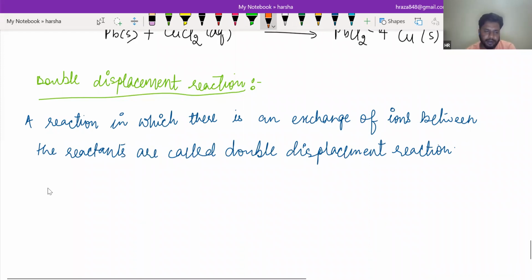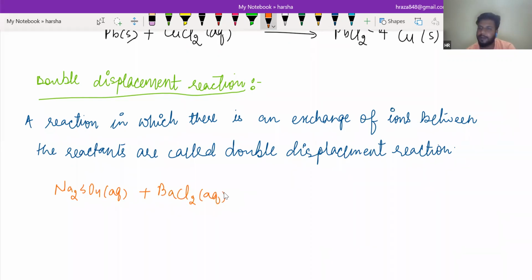That means we have two reactants. Take an example, Na2SO4, that is sodium sulfate, in aqueous solution. And we are going to take BaCl2, barium chloride. This is also in aqueous solution, that means liquid, we can say. What will happen? There will be exchange.